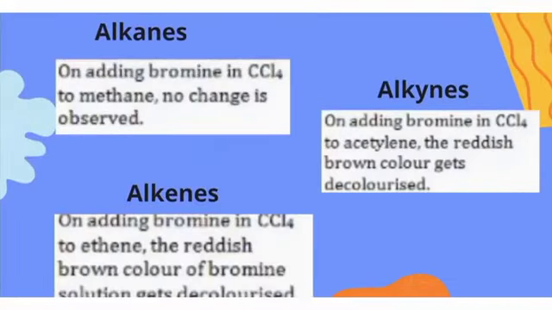Alkane, on adding bromine in CCl4 to methane, no change is observed. Alkenes, on adding bromine in CCl4 to ethene, the reddish brown color of the bromine solution gets decolorized. And the alkynes, on adding bromine in CCl4 to acetylene, the reddish brown color gets decolorized.